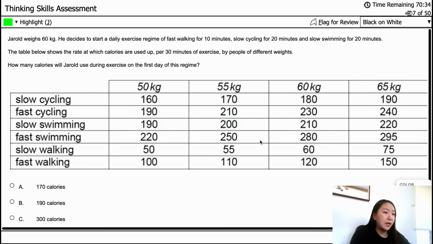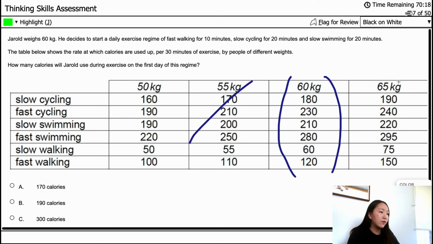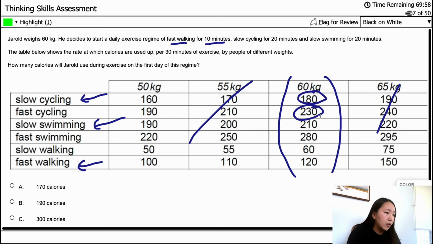Gerald weighs 60 kilograms. So again, as soon as you look at this, if you have seen enough of these papers, you're going to think to yourself, okay, this is an elimination from a table and then finding something off of this. So we know immediately off the bat that we only need this column. So just get rid of that, get rid of that. So that's sped it up for us. He does a daily exercise regime and he does 10 minutes of fast walking. So that would be this one. He does 20 minutes of slow cycling. That would be this one. And slow swimming for 20 minutes as well. So that'll be this one. So we only need these 3 numbers, 180, 210, and 120.